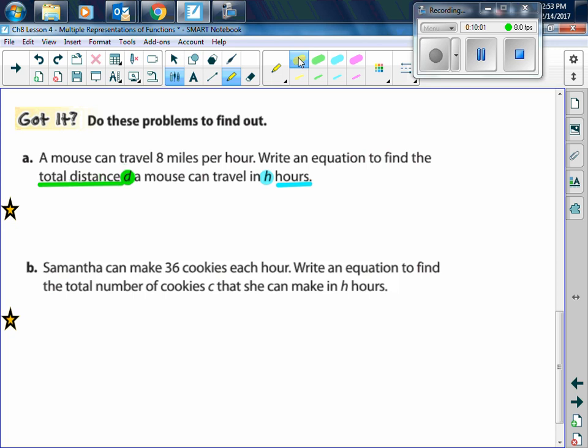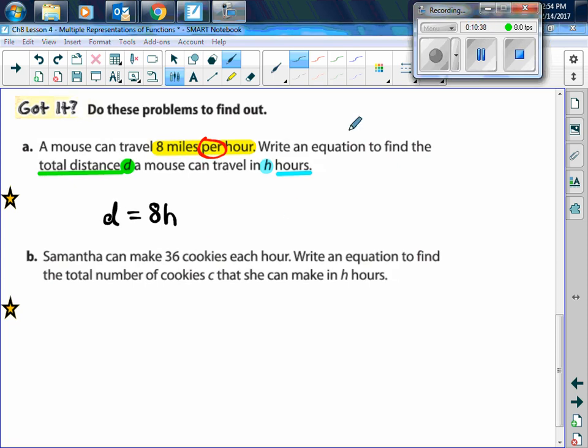Here it says a mouse can travel 8 miles per hour. What word tells me the operation there? Per. Very good. Per tells me again I need to multiply. So we're going to multiply 8 miles per hour, so that's going to be 8 times H, and that's going to be equal to the total distance, which is D.